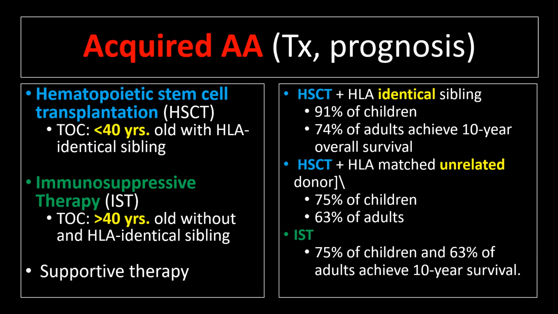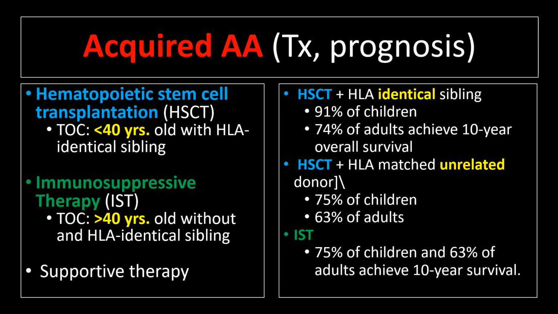Now let's discuss the treatment for acquired type aplastic anemia. We have HSCT, or hematopoietic stem cell transplantation, which is the treatment of choice for those less than 40 years old with an HLA identical sibling. Another is immunosuppressive therapy, or IST, which is the treatment of choice for those greater than 40 years old without HLA identical siblings. We also employ supportive therapy.